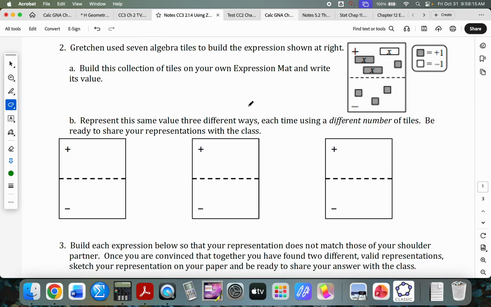So Gretchen used 7 algebra tiles to build the expression at the right. So I'm going to give you about 10 seconds. Build this on your mat. Go.